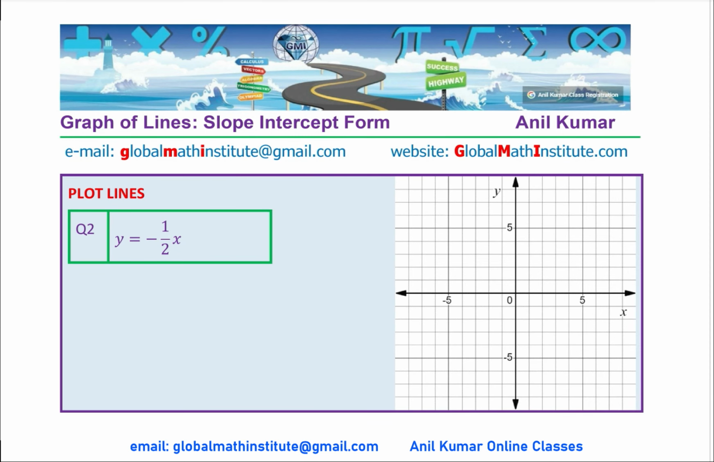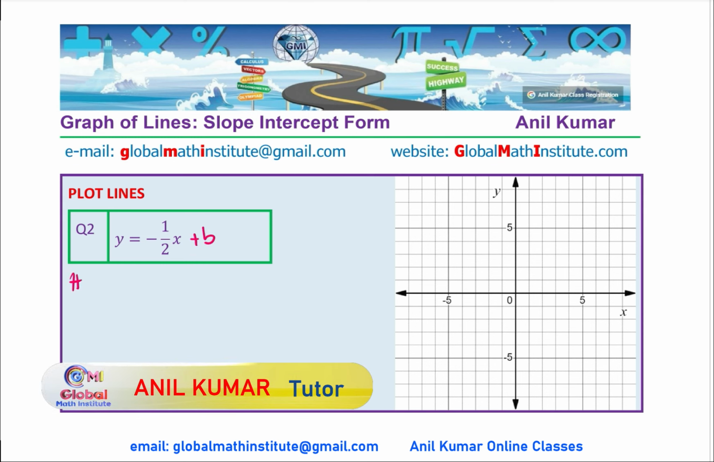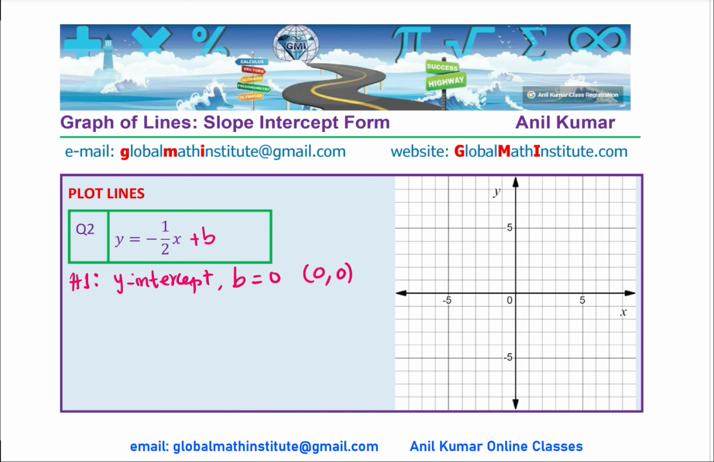Now in this case, we have y equals minus half x. That means plus 0, right? So that gives me step number 1, which is the y-intercept. The y-intercept b equals 0 means the coordinate point is 0, 0. X is always 0 at the y-intercept. So we get our first point. So that is our first point, right?